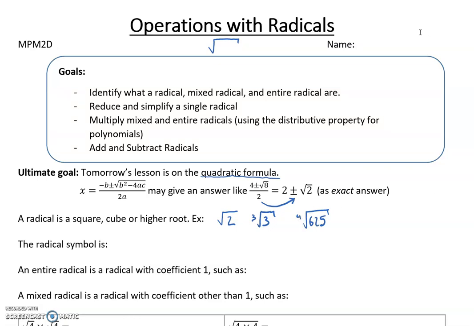All right, the radical symbol is just this. Anytime we see a radical, that's what we have. And then if we put a 3 in front of that, notice it's not a big 3, it's just a little 3, or a little 4, that would mean the third root or the fourth root.